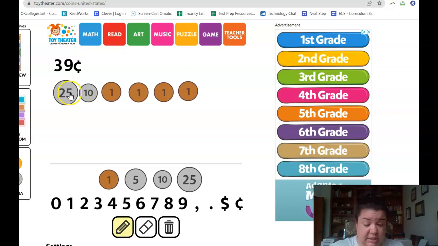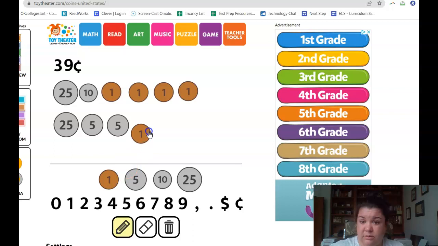Is this what you got? Did you get a quarter, a dime, and 4 pennies? Maybe you got a quarter and 2 nickels and 4 pennies. That's correct, but it's not the least amount of coins. We're trying to use the least amount of coins, okay? Let's try the next one.